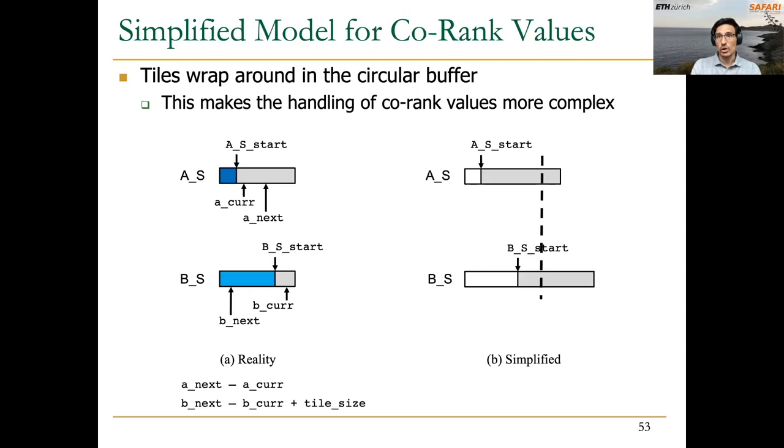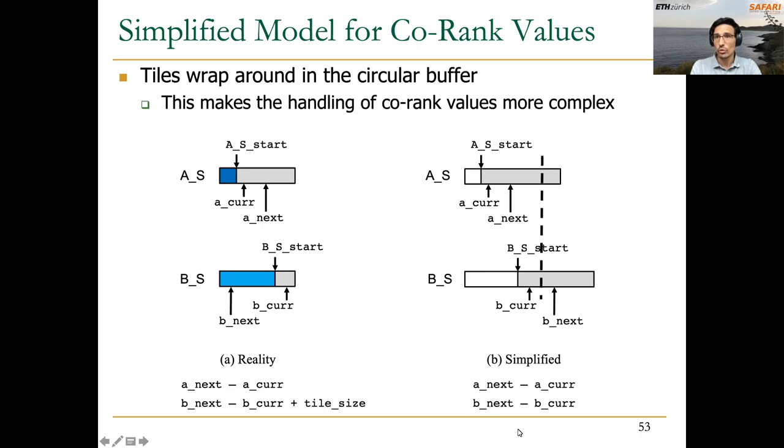In order to handle the circular buffer data structure in a simpler way, the particular implementation that we are discussing here proposes a simplified model for the core rank values that assumes that the indices don't need to wrap around. They simply continue increasing. And even though the size of the tile is certainly limited, we obtain kind of virtual core rank values such that B next or A next is always greater than or equal to B current or A current.